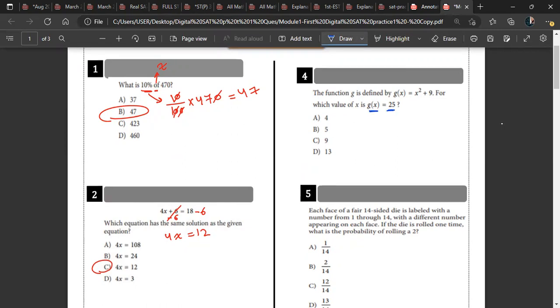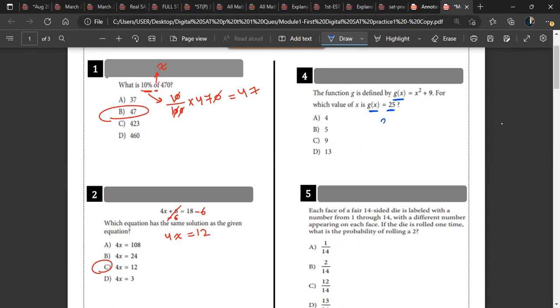g of x equals 25. g of x means y, this value here. Is this value equal to 25? What is the value of x? So just plug in and find the answer using a calculator or simplify. And if you have a calculator, do it directly, it will be better, okay? So here you have what?